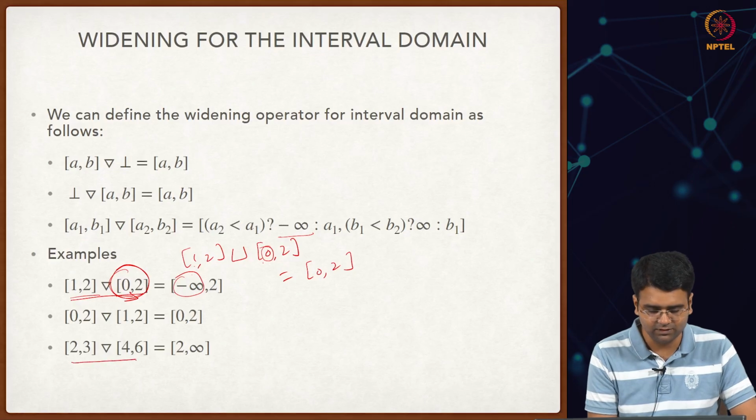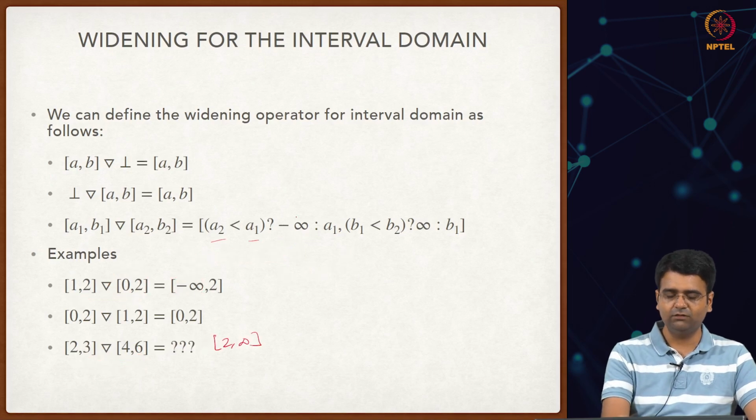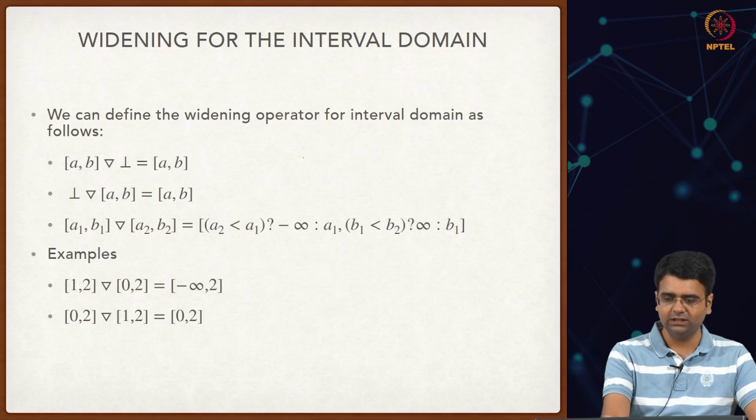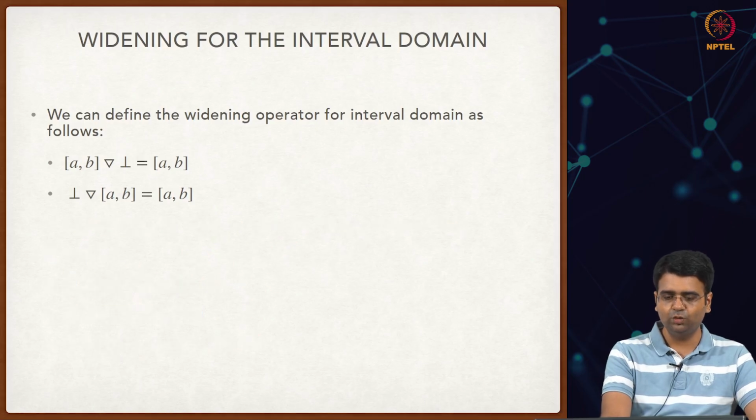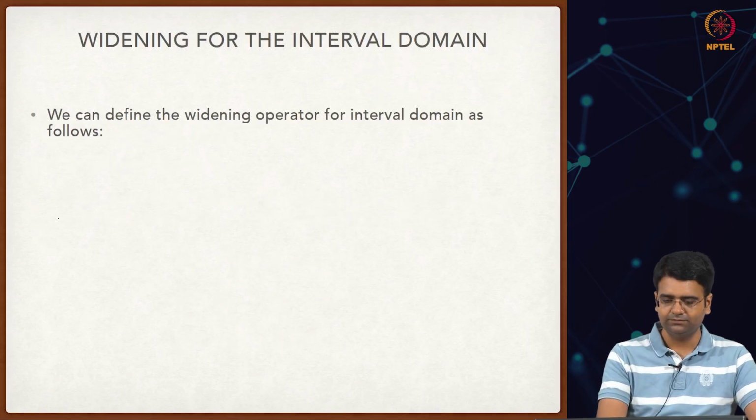Similarly in this example, as you go from the first operand to the second operand, the lower limit has not decreased, but the upper limit has increased. So as soon as the upper limit increases, instead of taking the maximum of 3 and 6, you just make the upper limit plus infinity, okay. So the way the widening operator is defined for the interval domain, it satisfies the two constraints that we had mentioned earlier, meaning these two, okay.